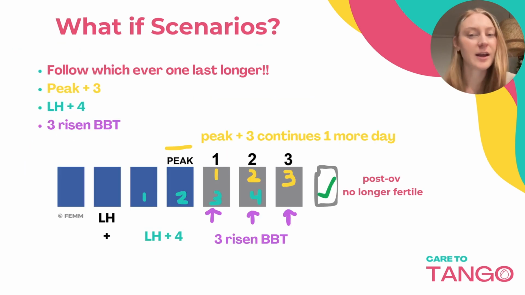Here's another what-if scenario. So we are going to follow whichever one lasts longer: peak plus 3, LH plus 4, or 3 risen basal body temperatures. So you can see on the chart how we had a positive LH on that 2nd day of ES mucus. So we put our count of 4. And then we have a peak day on the last day of ES mucus with our count of 3, which extends past the LH plus 4. And then our 3 risen basal body temperatures are on the 3 days following peak day. So we wouldn't deem ourselves in our post-ovulatory phase and no longer fertile until we are on that 4th day after peak day.